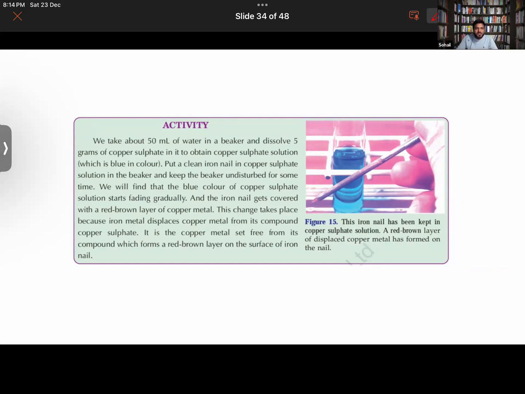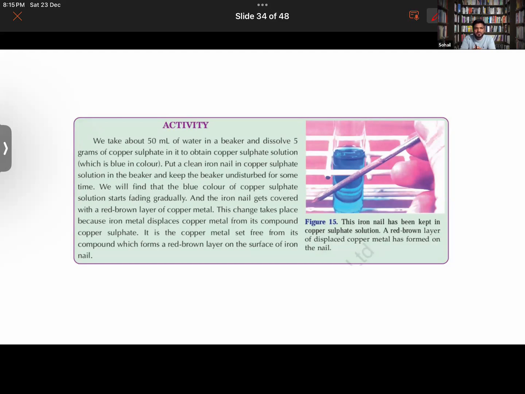We take about 50 milliliters of water in a beaker and dissolve 5 grams of copper sulfate in it to obtain copper sulfate solution, which is blue in color. Put a clean iron nail in the copper sulfate solution in the beaker and keep the beaker undisturbed for some time. We will find that the blue color of copper sulfate solution starts fading gradually, and the iron nail gets covered with a red-brown layer of copper metal.